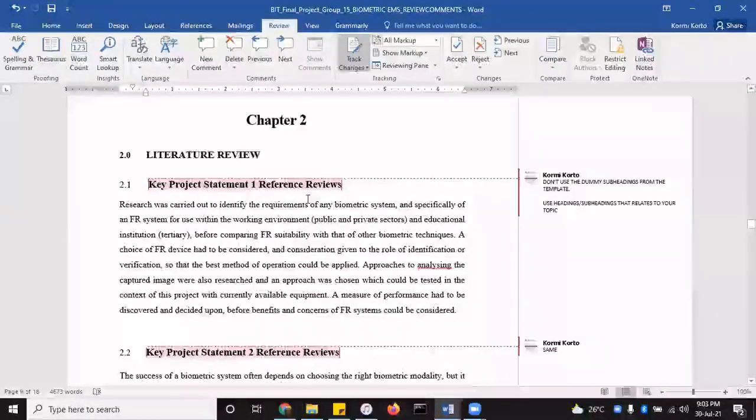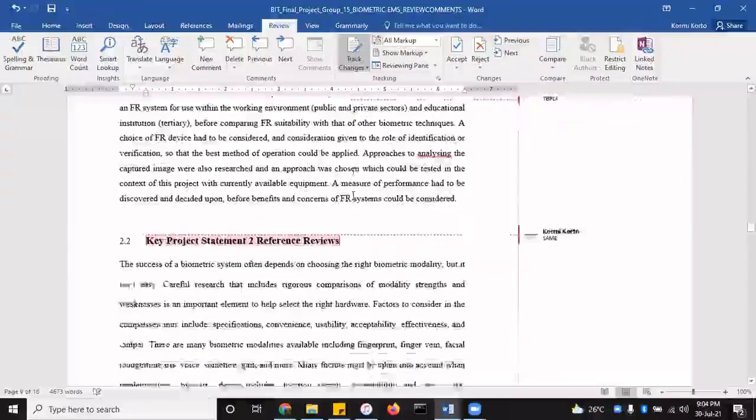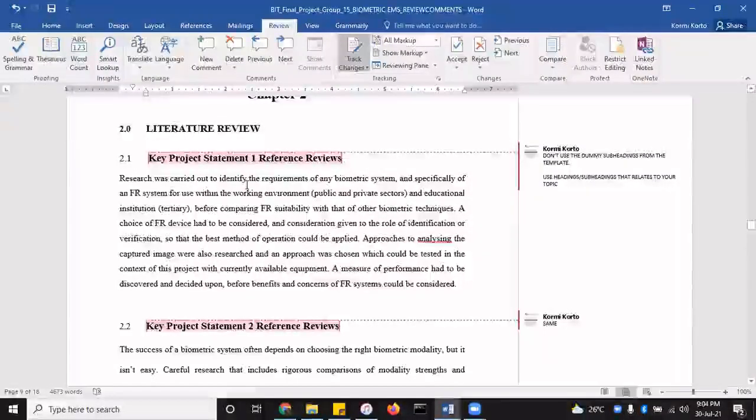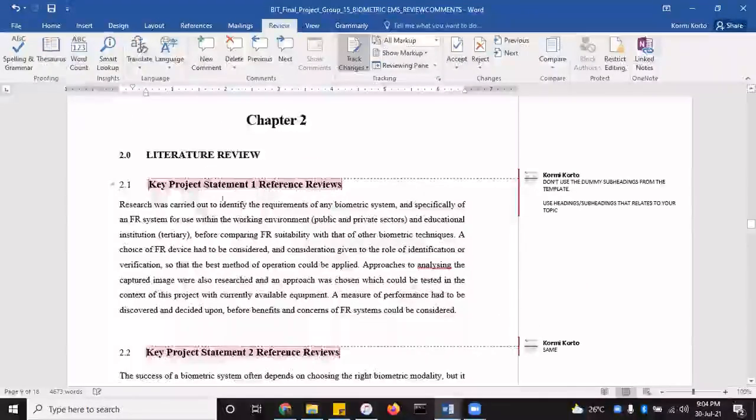And then chapter 2. I see, this was a student that was using my dummy template subheadings, like key project statement of reference. Guys, that was supposed to be a guideline. Don't use that. Put your own stuff in there. The template I gave you was supposed to be a guideline, so everything in there is just dummies. You're supposed to fill in with your own material, with your own subheadings that relate to your topic or your project.